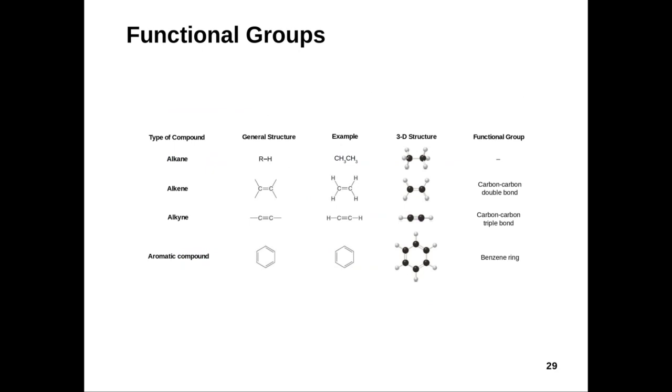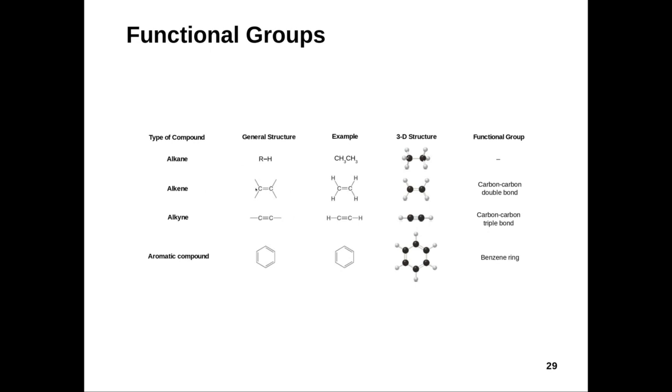So alkane, the most simple, we have the carbon, so the RH, bound to a hydrogen. That's the most simple type of functional group in an alkane. An example of this would be ethane, C2H6. And this is what it looks like. There's no technical functional group here. It's just carbons bound to hydrogens. That's all an alkane is.